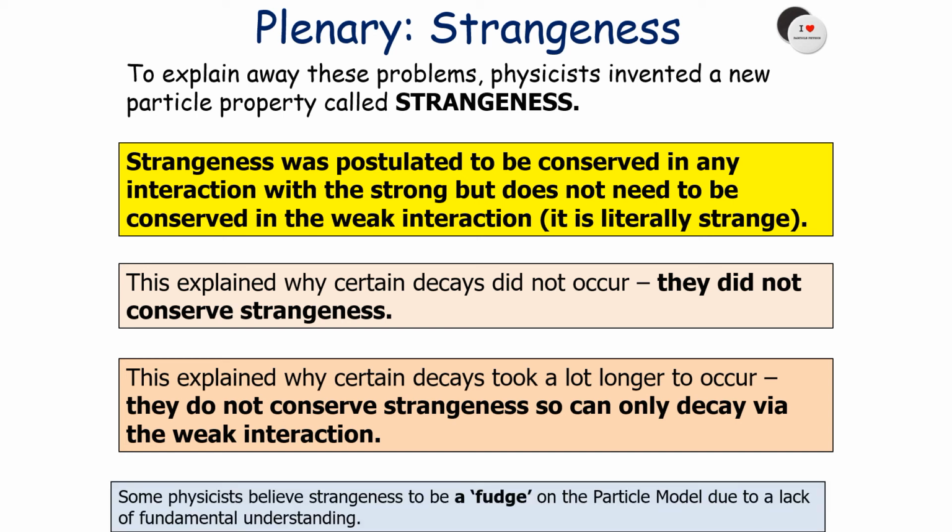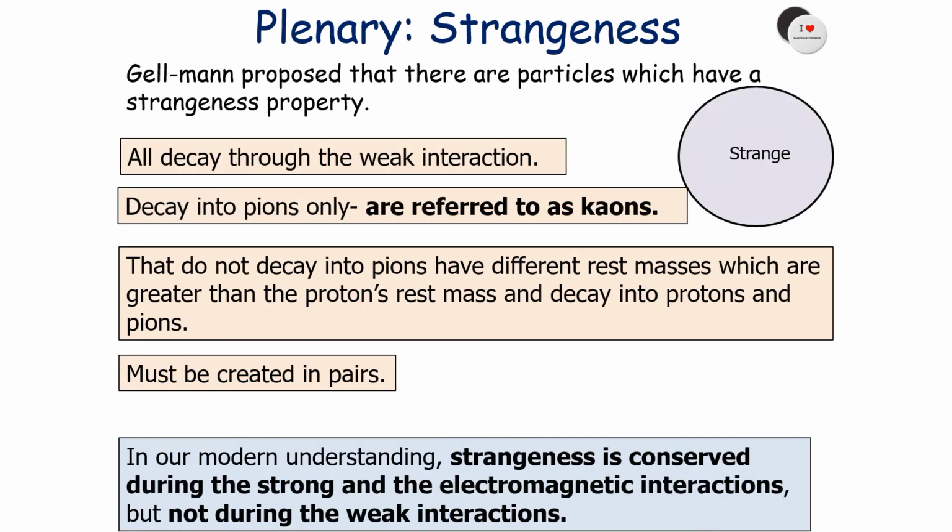Now some physicists do believe strangeness to be a fudge on the particle model due to a lack of fundamental understanding. So what do we say? That particles which have a strangeness property all decay through the weak interaction. They decay into pions, and they are referred to as kaons. They decay into protons and pions, and they must be created in pairs.